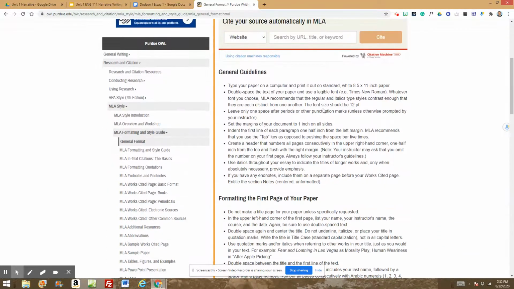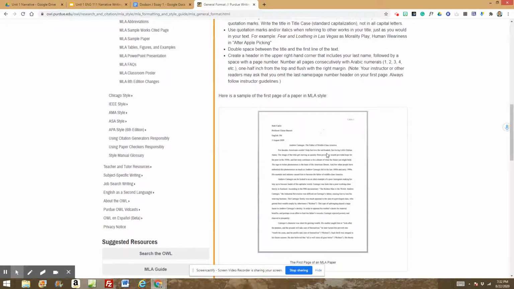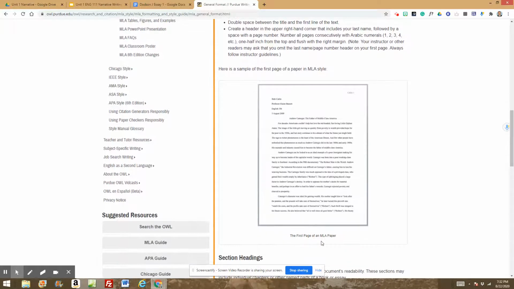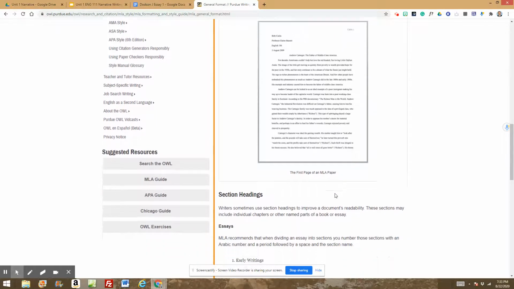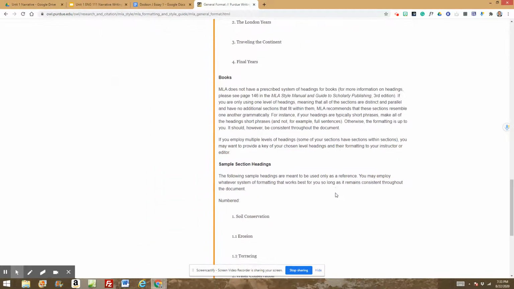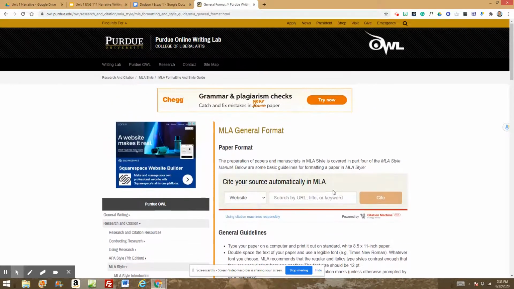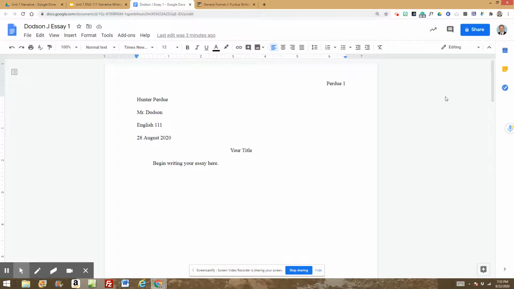For paper format, it gives you the general guidelines here. And so you can see that's what that first page of an MLA paper should look like. So there's that header we put in, your name, professor's name, class name, date in inverted order, and the title. So this is not just Mr. Dodson's preference. This is what MLA wants for the first page of an MLA paper. And so anytime you need to look for that guideline, Purdue offers it free in their online writing lab.